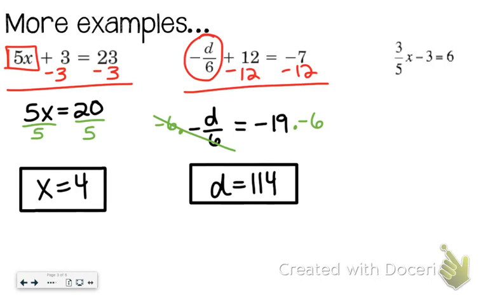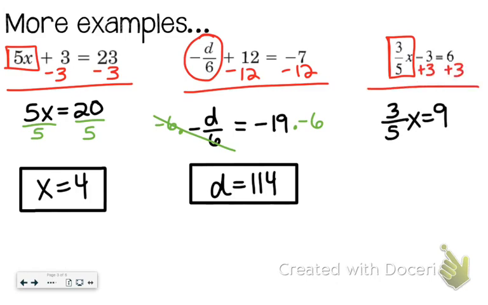The last example we're going to look at also has a fraction, but same first step as the other 2, where we need to isolate the variable term first. So that minus 3, we need to undo that by adding 3 to both sides. I get 3 over 5x is equal to positive 9.